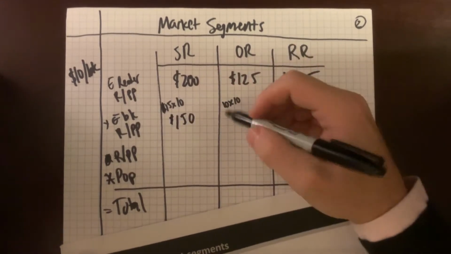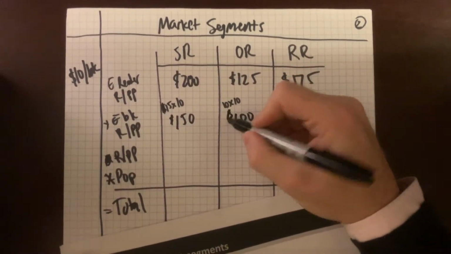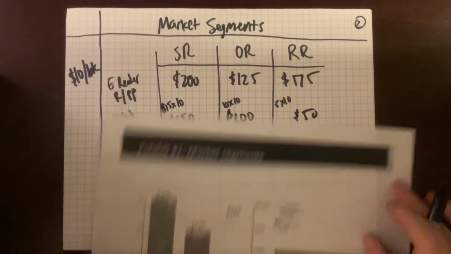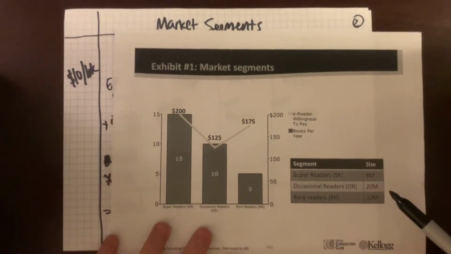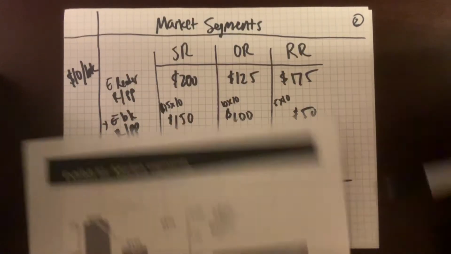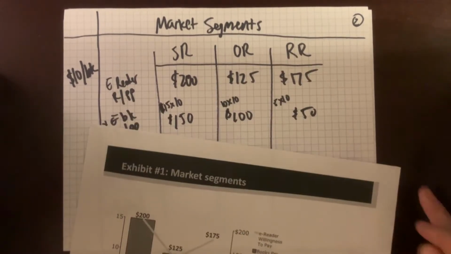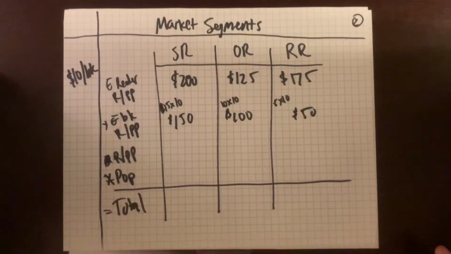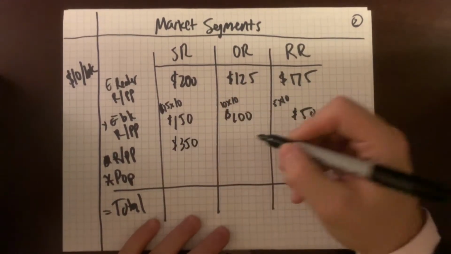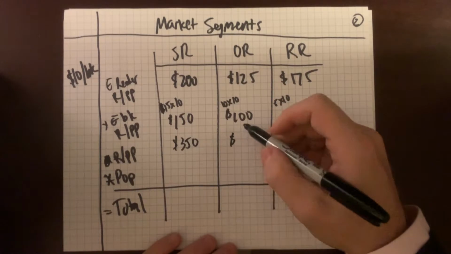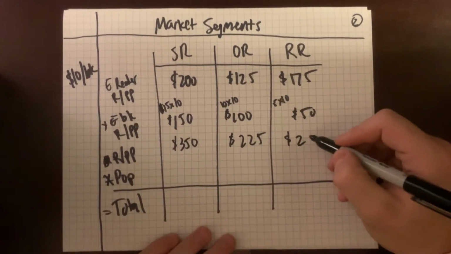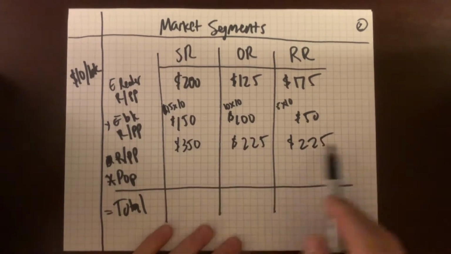150, 100, 50. Now, a longer way to do this, if you didn't know that trick, is you would probably do 175 times 8, then do 50 times 8 and add those together. That's probably the wrong way to do it. Here I have something a little bit easier. Now I can just do 350, I can do 225, and here I have 225 again.